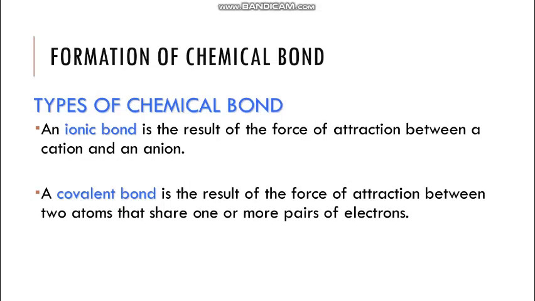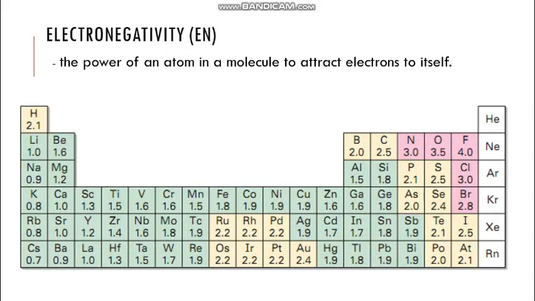Now, an atom also may share electrons with one or more other atoms to acquire a filled valence shell, para magkaroon siya ng complete 8 electrons dun sa valence shell. Magbabond siya with other atoms or elements. So a covalent bond is the result of the force of attraction between two atoms that share one or more pairs of electrons. Now, we have the term electronegativity.